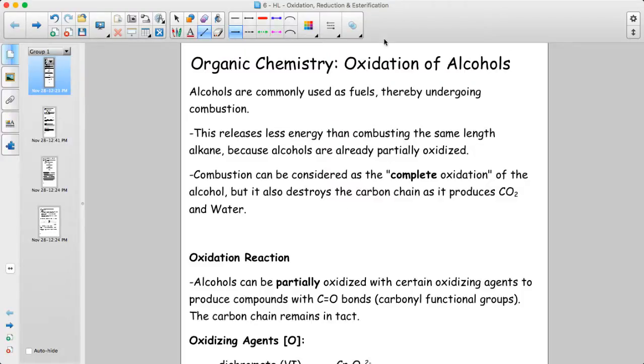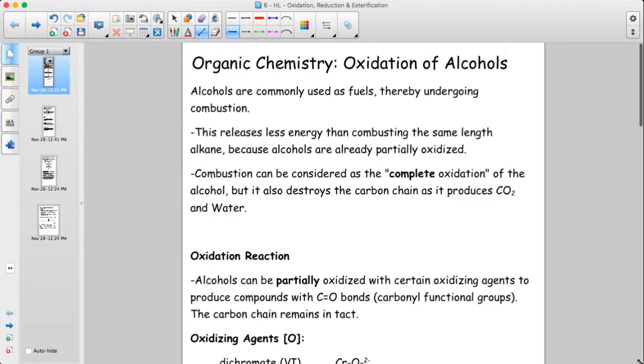Okay, so oxidation of alcohols is another organic reaction that you're supposed to be aware of. No mechanism is required for this, although there are some conditions that are important that you need to be aware of. So alcohols are commonly used as fuels, and when they're used as fuels, they undergo combustion.